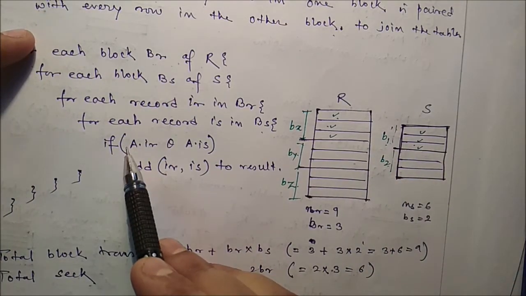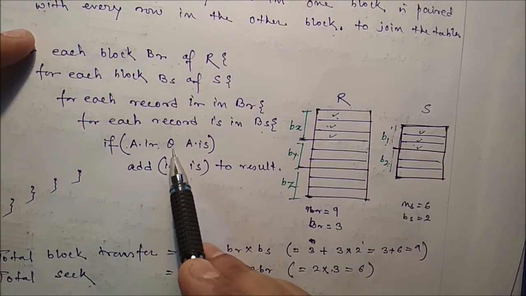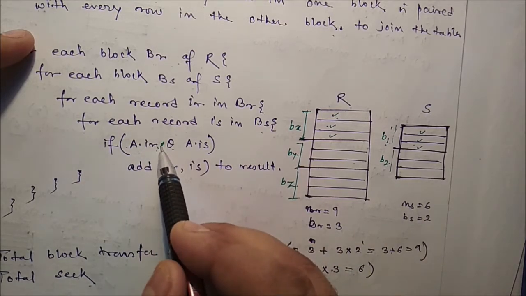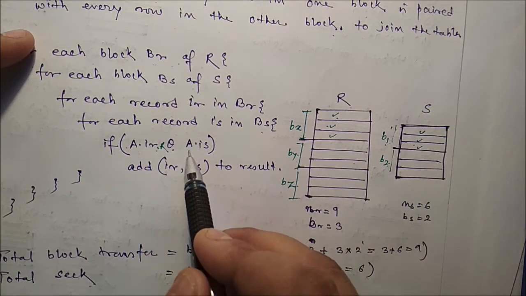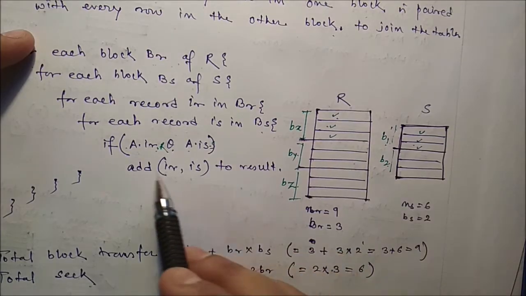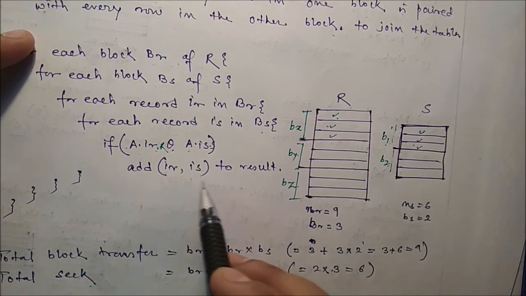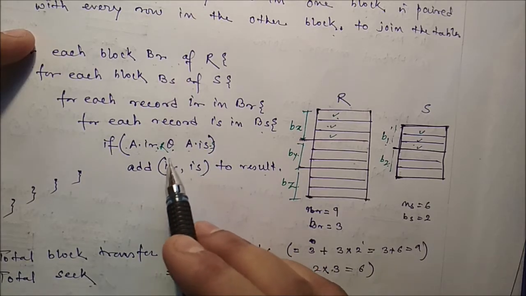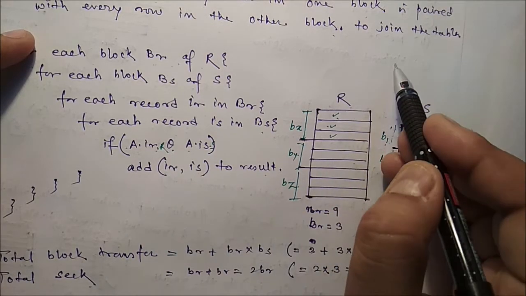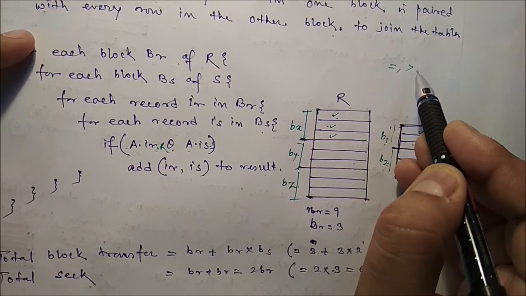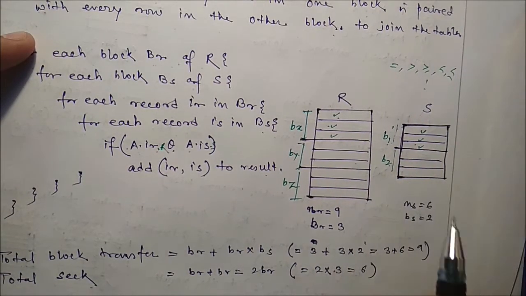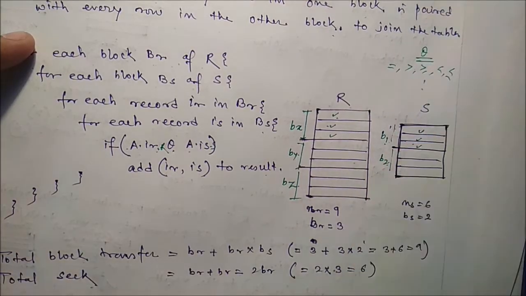So if attribute of IR of the table R, theta condition is satisfied with attribute of IS of S, then we have to add to the result IR and IS. So already you know the theta condition, it may be equal to, greater than, greater than or equal to, less than, less than or equal to, not equal to, you can implement. So all the other theta conditions are possible.